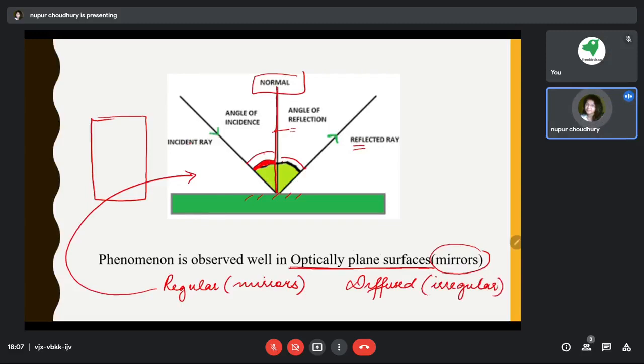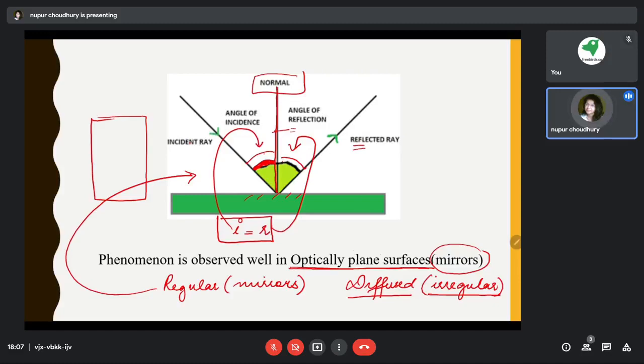Let's say I have a piece of paper, or the curtain, or the bed. All of them will behave as irregular surfaces, and they will exhibit diffuse reflection. In regular reflection, I is always equal to R. Now what is this I? I is the angle of incidence, and R is the angle of reflection. So I will always be equal to R. This is a very ideal concept.